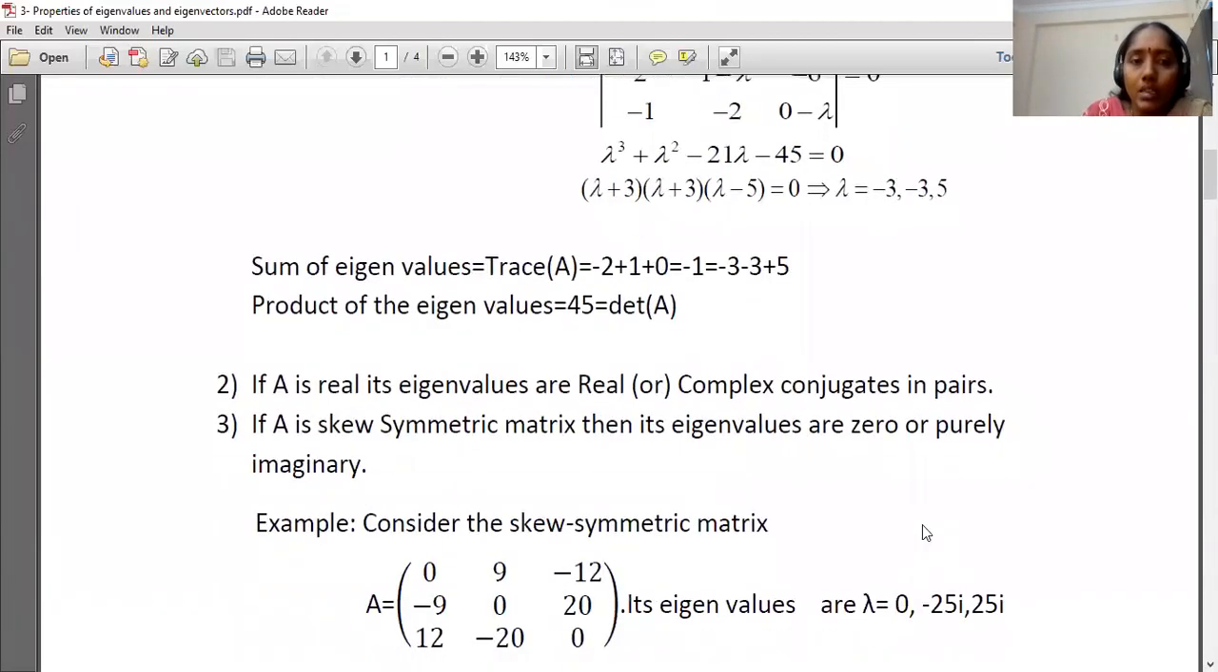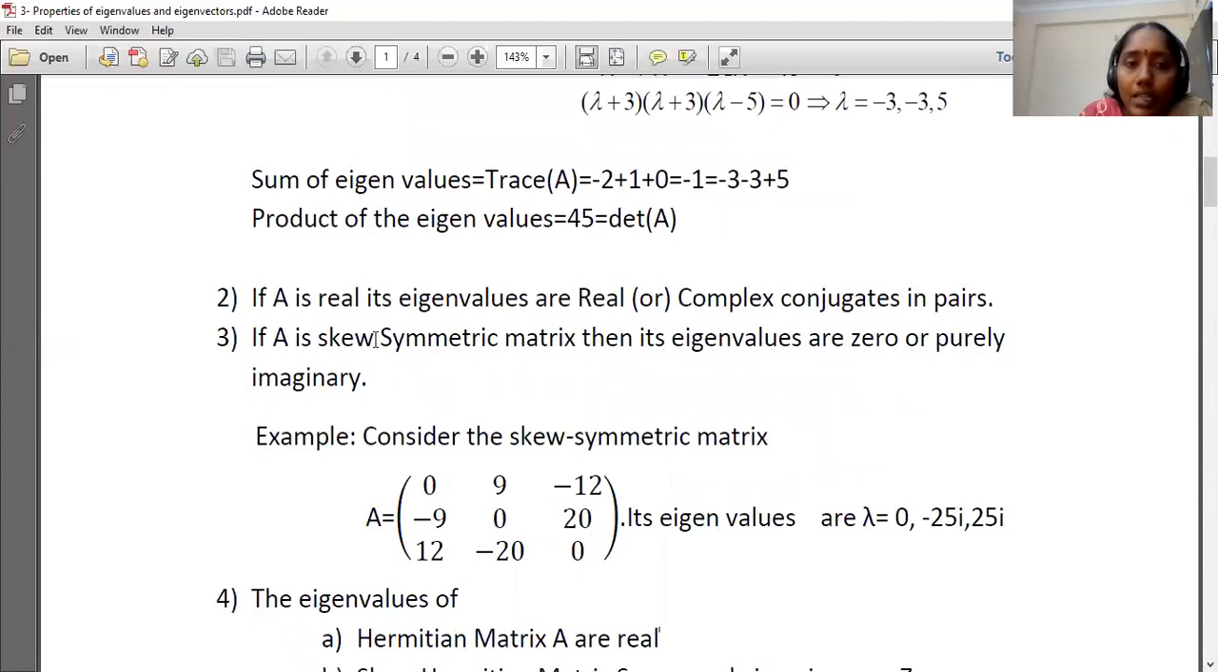If A is real, its eigenvalues are real. If A is complex, then the conjugate pairs are eigenvalues. If suppose a plus ib is an eigenvalue, then obviously a minus ib is also an eigenvalue of that same complex matrix. If A is a skew symmetric matrix, then its eigenvalues are 0 or purely imaginary.